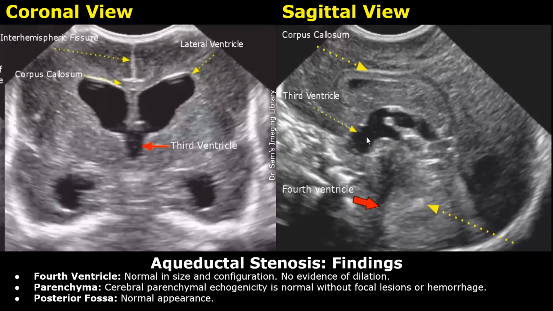Fourth ventricle, normal in size and configuration, no evidence of dilation. Parenchyma, cerebral parenchymal echogenicity is normal without focal lesions or hemorrhage. Posterior fossa, normal appearance.